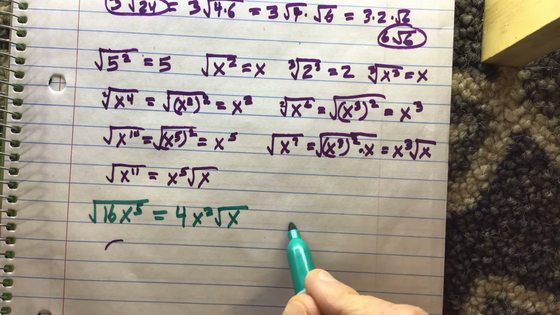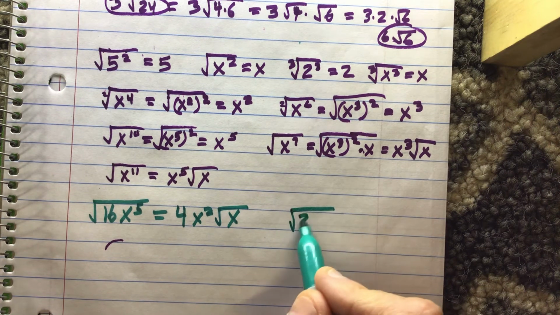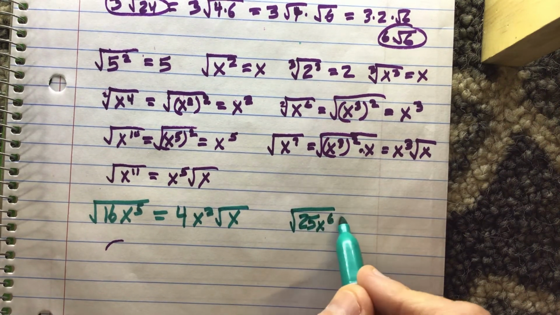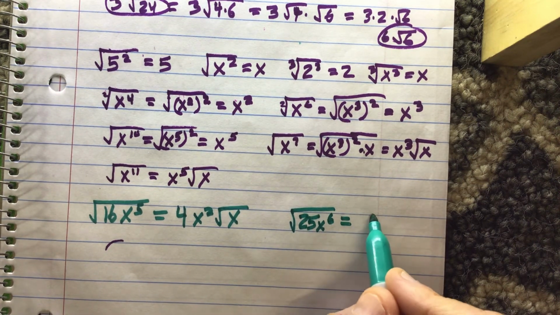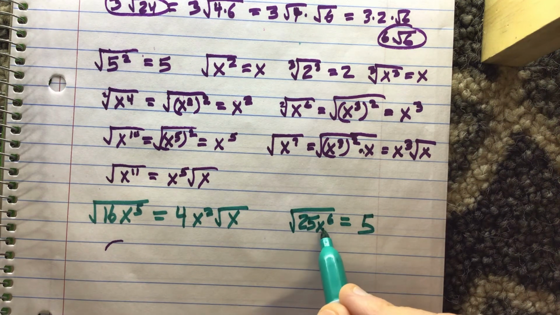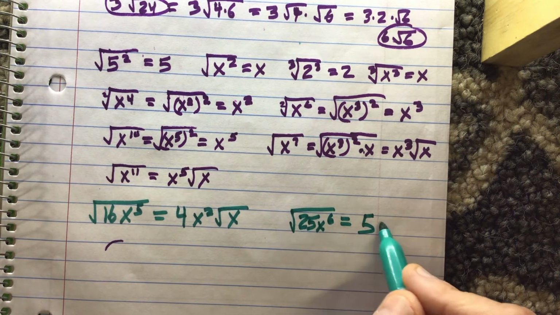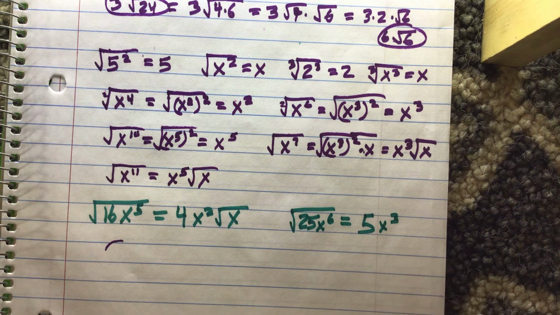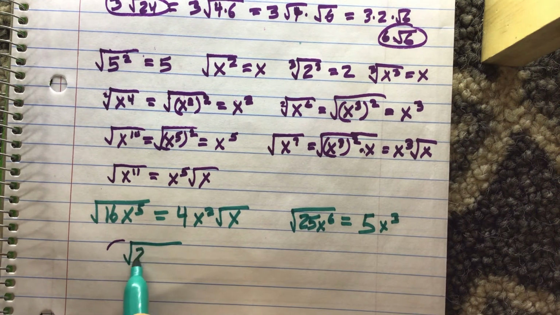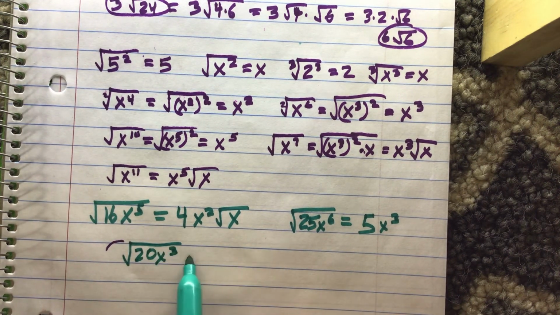Okay, so let's do another example. 25x to the 6th, that's just square root of 25 is 5. That's a perfect square. And x to the 6th would be 6 divided by 2, so it would be x to the 3rd. That's kind of an easy one there. And two more. Square root of 20x to the 3rd.